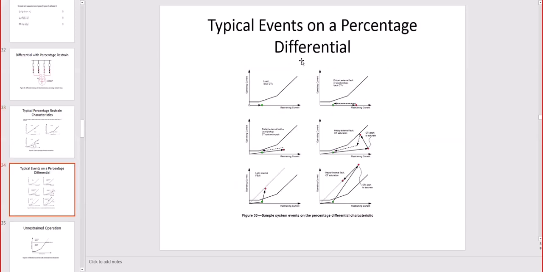Typical events on a percentage differential. Here is how the operating point moves during a fault, during saturation of the CT, and during a fault inside the system. A light internal fault moves toward the bottom left, and then you have a strong internal fault on the right. These are examples of moving operation points on this graph based on the events.